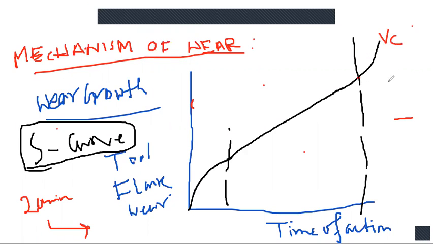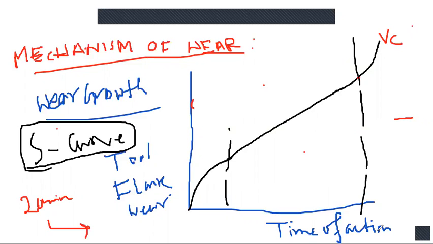Now, this is a particular Vc. That means for a particular cutting velocity, this S curve is generated. Time of action means tool life, because at the very first time the tool contacts the job, this is our first starting point. Then the cutting edge of the tool becomes completely blunt.